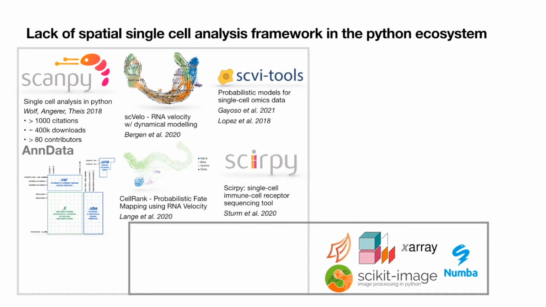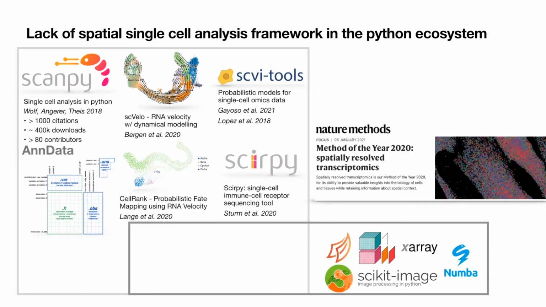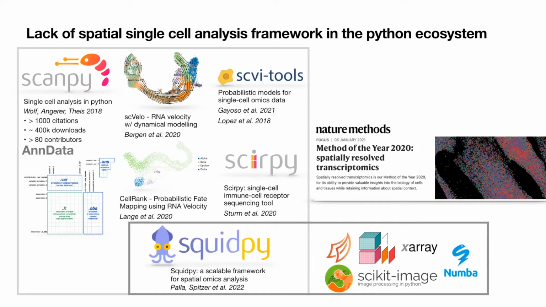And what was missing in this whole ecosystem was something that could deal with spatial data. Spatial data is actually something that has been coming up a lot in the last years. We're all aware of it now, and this is also why we're doing this course. It is one of the really new methods that allow us to gain more information about how cell systems work, how tissues work, and all of this. So for this reason, we developed this Squidpy software package.